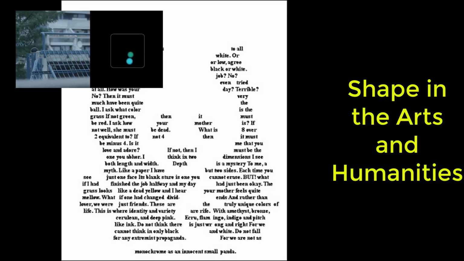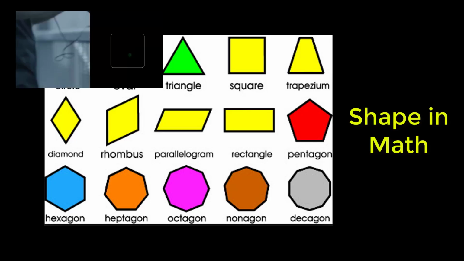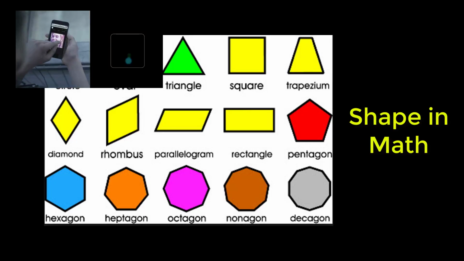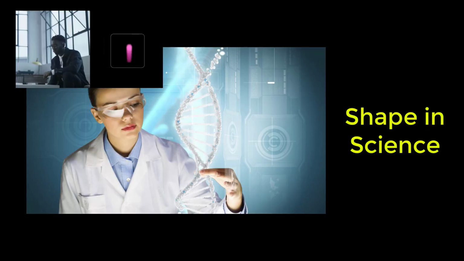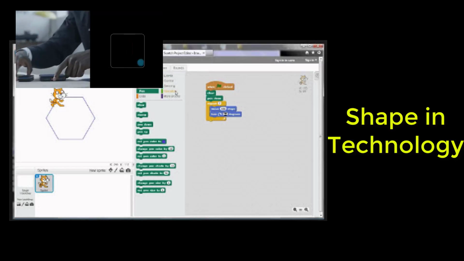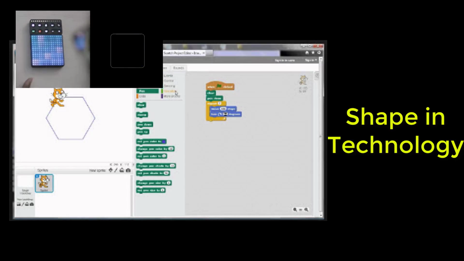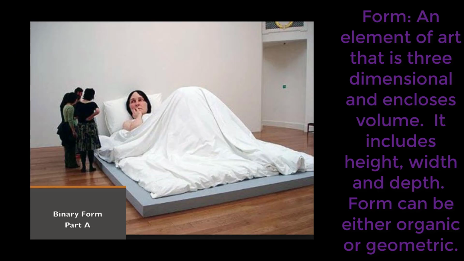In English, shape can be found within concrete poems. Shape can be found in math in many efforts to define area. A double helix coil within a strand of DNA illustrates how shape is a defining characteristic of science. Shape is a frequent outcome for coding in technological applications.